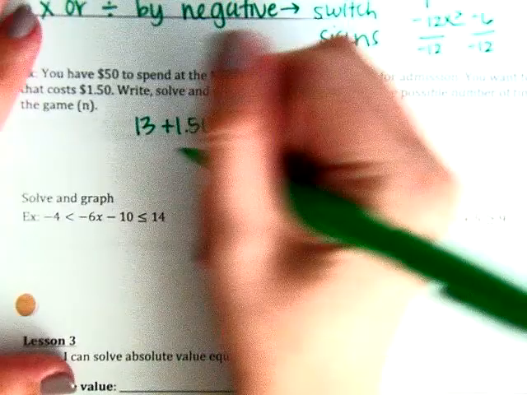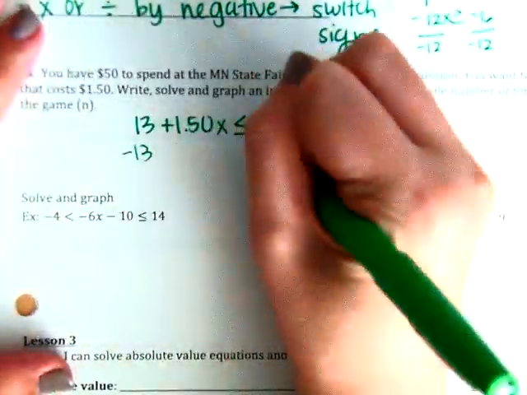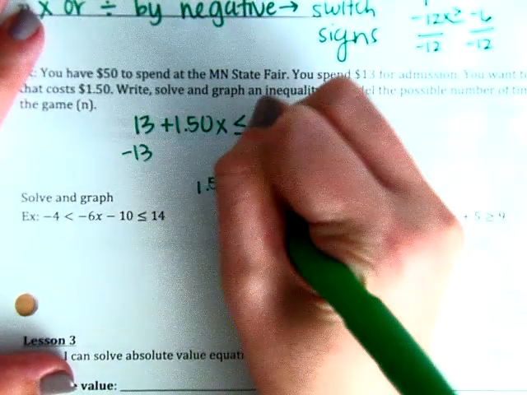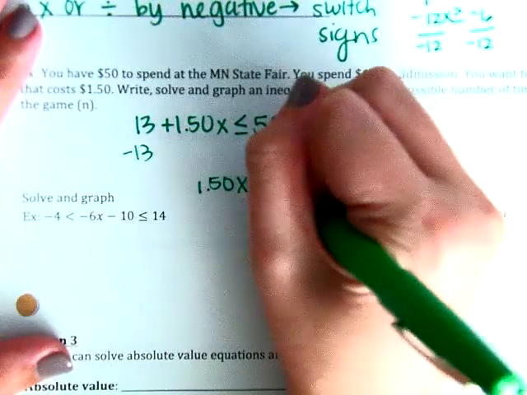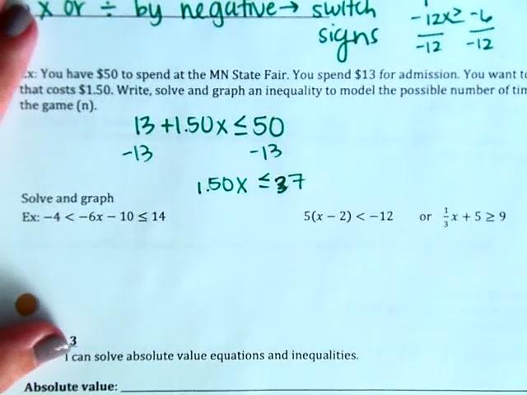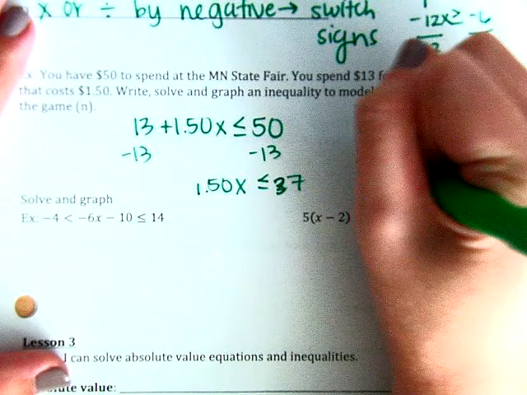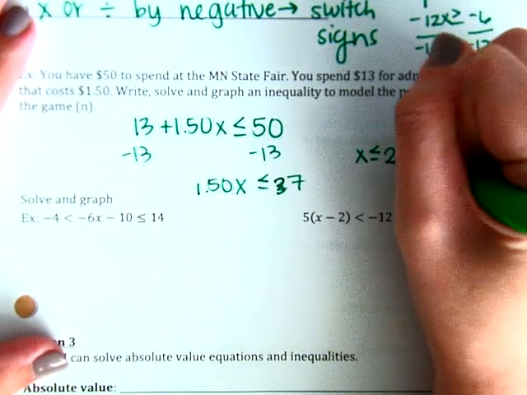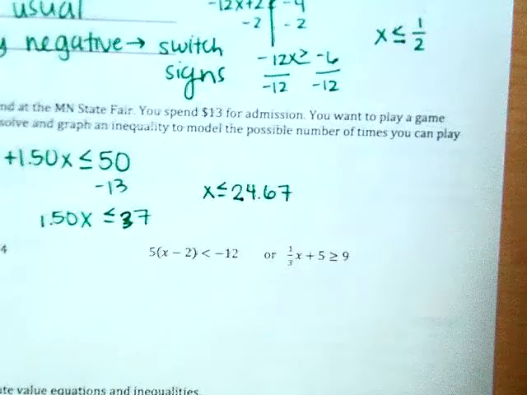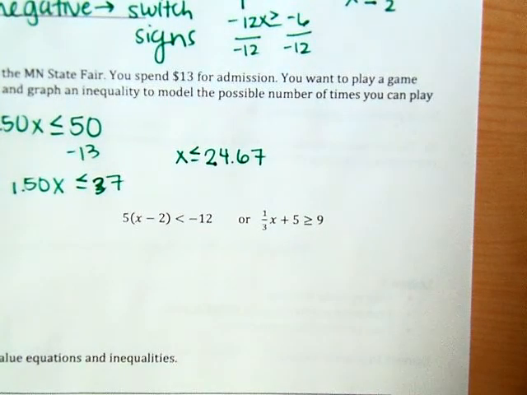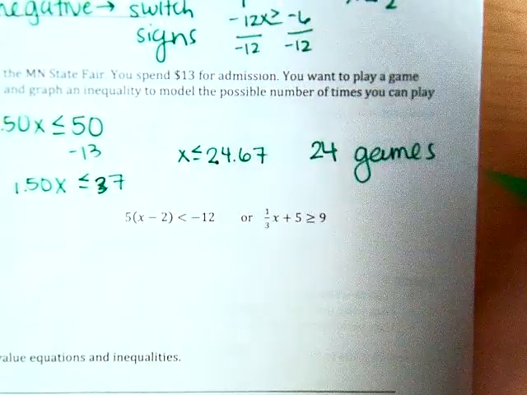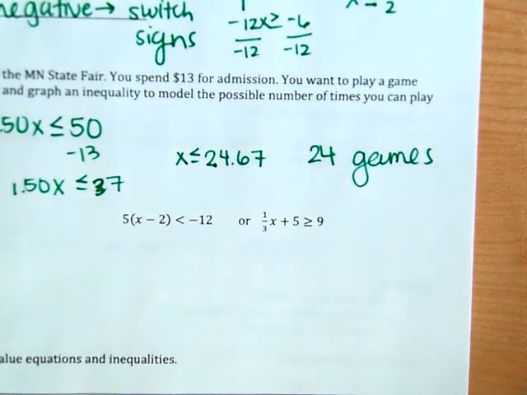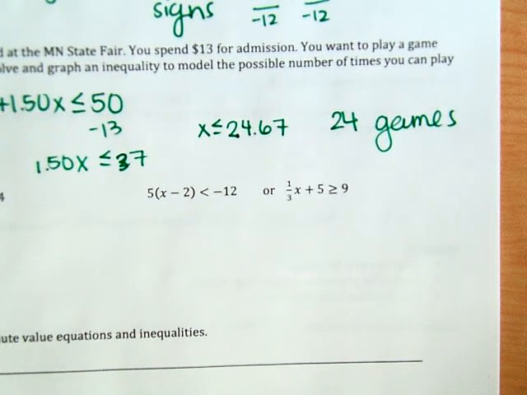Then we're going to solve this thing. So we'll subtract 13. I got 1.50x less than or equal to 37. Divide by 1.5, and I got x less than or equal to, I think you get 24.67 repeating. So how many games can you play? Only 24 games. Can't play 25, but you can play 24. Might have some change left over.